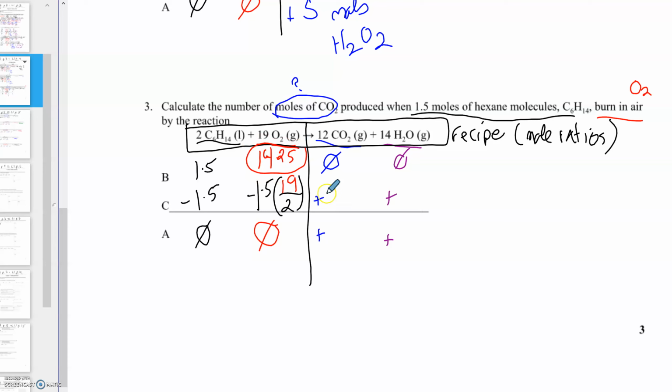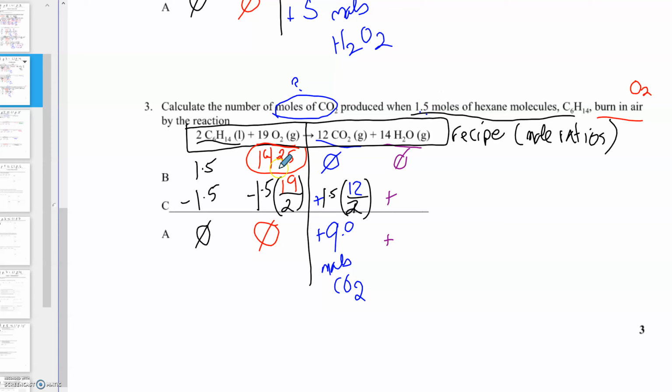Now let's try our carbon dioxide. So we're going to take 1.5 times the ratio of carbon dioxide to hexane. So carbon dioxide, the unknown, over the known hexane. So 1.5 times 12 over 2. Okay, 12 over 2 is 6. 6 times 1.5 is, use your math skills here, 9. 9.0. We've made 9.0 moles of CO2. Why did I go 9.0, not 9? Look at that, 2 sig figs.